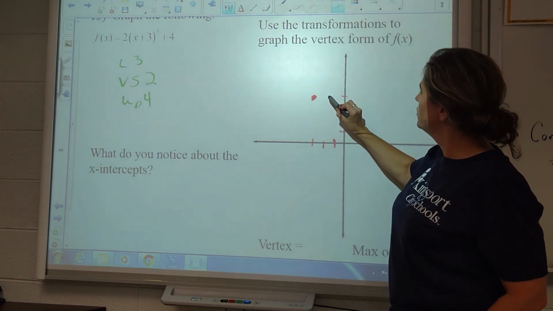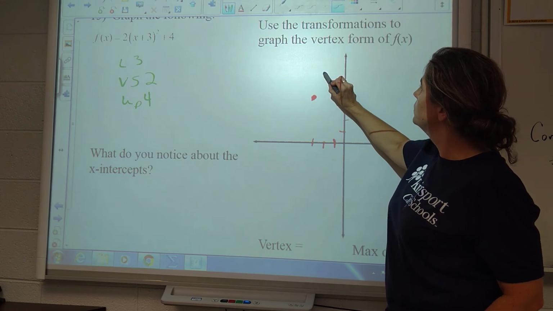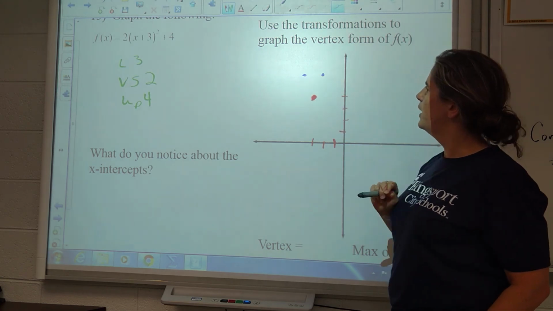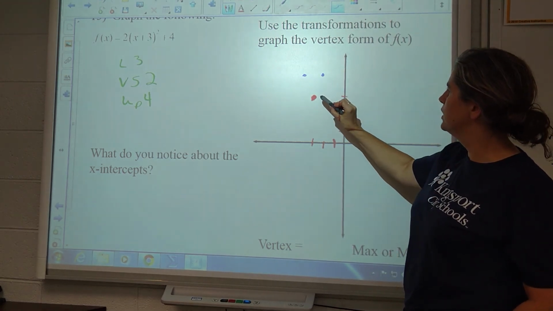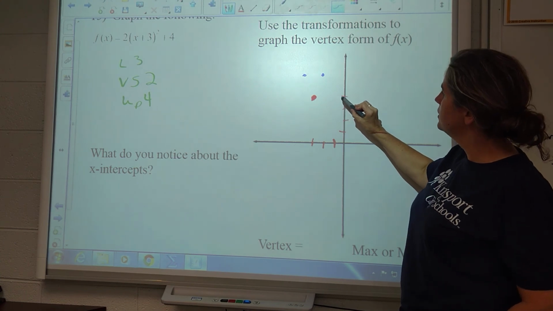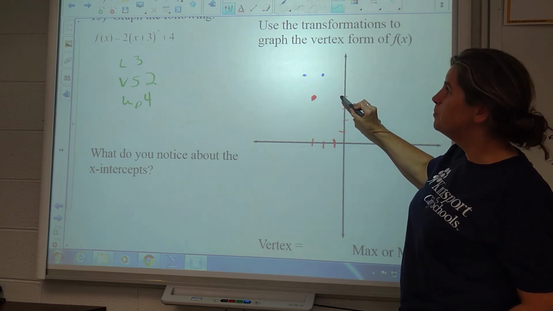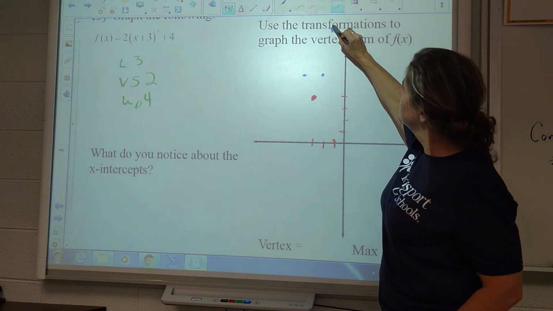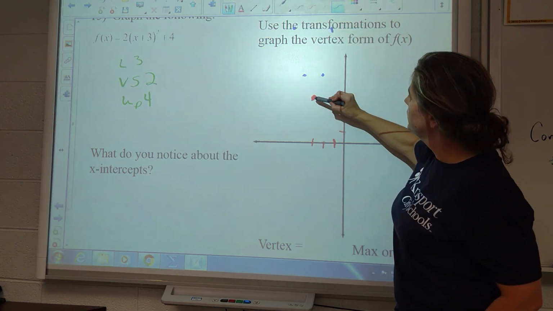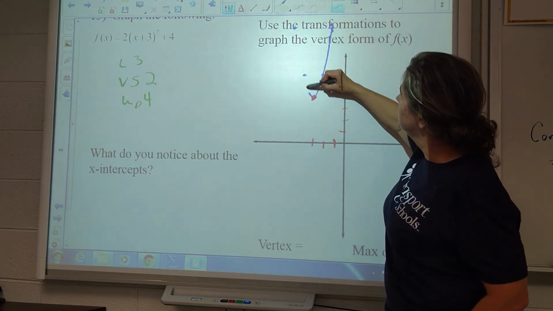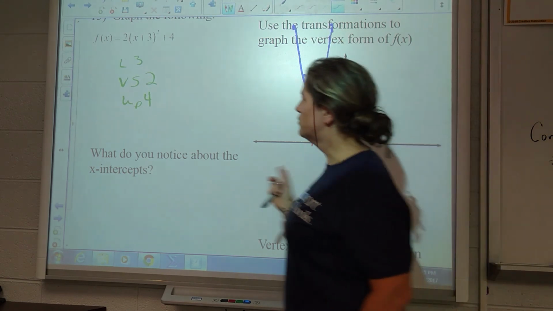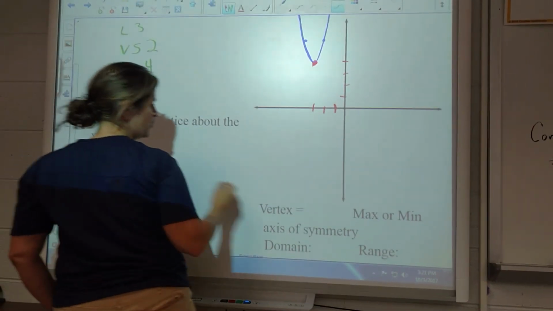We'll go 1 to the right, and instead of 1, we'll go 2 up. Also do that on the left. We'll go 2 to the right, and we'll go up not 4, but 8. So you're going to have something that looks like this. Right? Vertex is going to be at negative 3, 4.